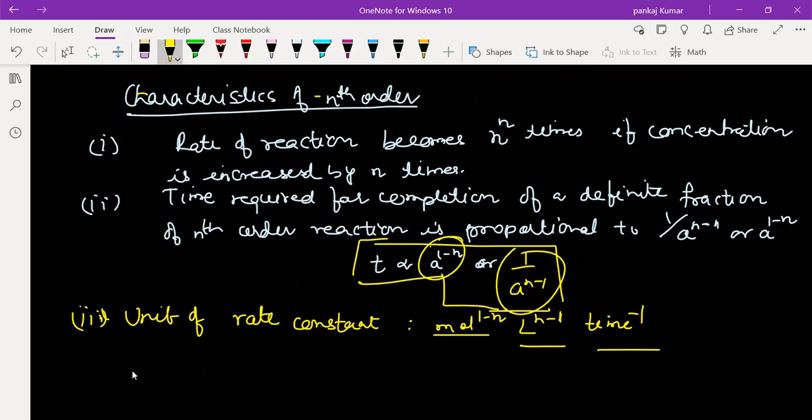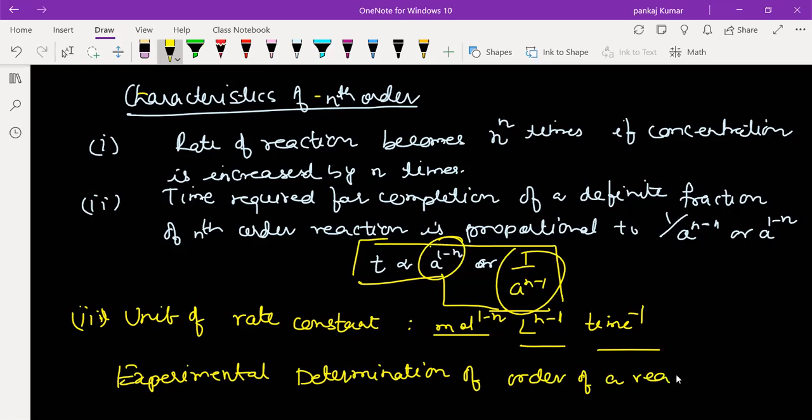Now we'll use the experimental determination of order of a reaction. So we'll do what are the different methods there. So first we'll do the method of integration.